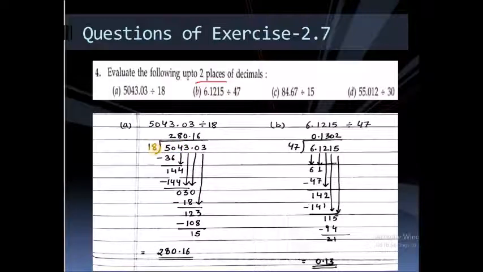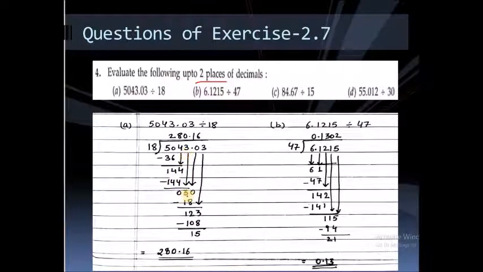5043.03 divided by 18. Again this is an integer. 50, nearest to 50 is 36 in the table of 18. It will go 2 times. If you subtract 36 from 50 you will get 14, and I note down the next digit, that is 4. It becomes 144 now. So 144 is divisible with the table of 18, 8 times. Okay, so I write 8 in the quotient and 144 here. When you subtract both of these you will get 0.